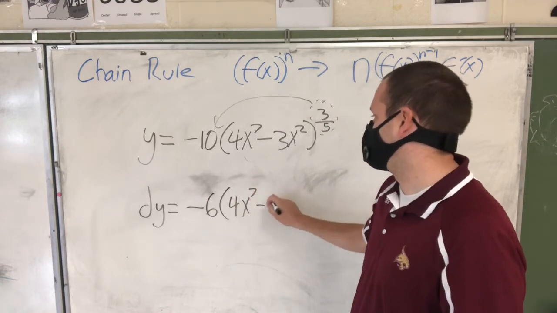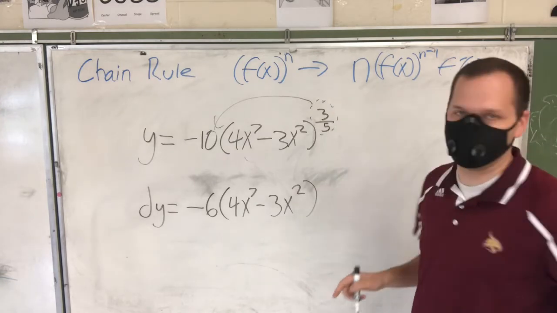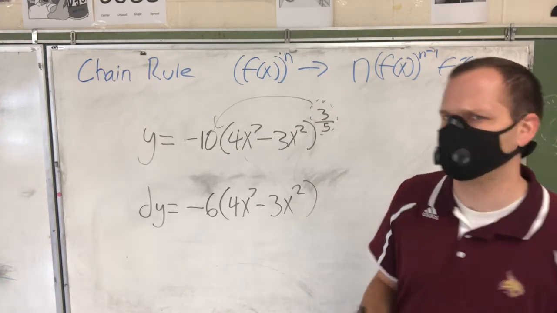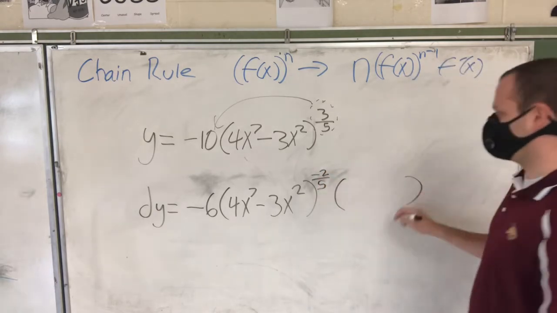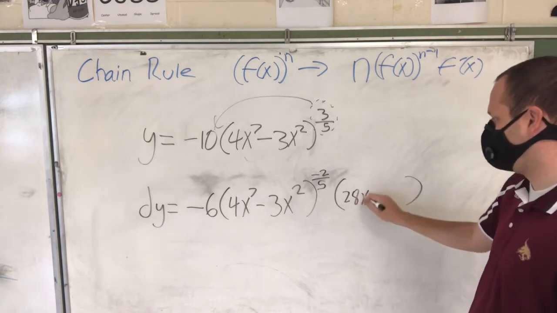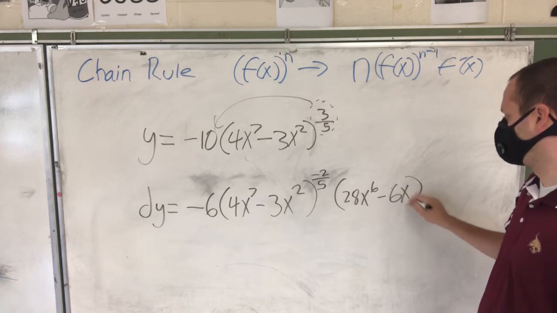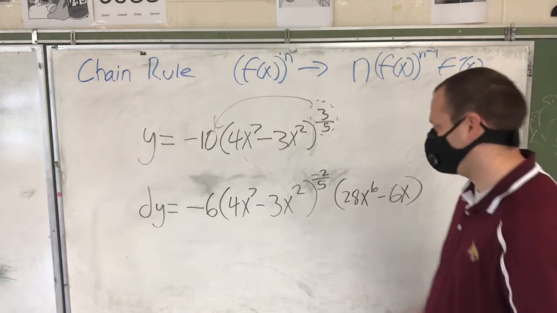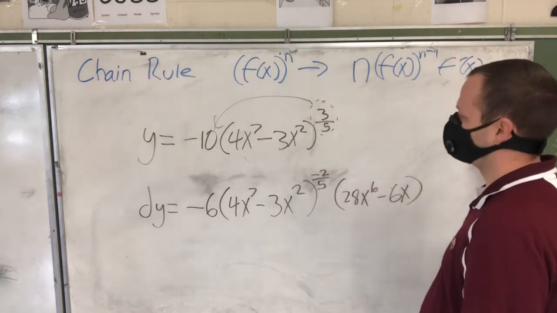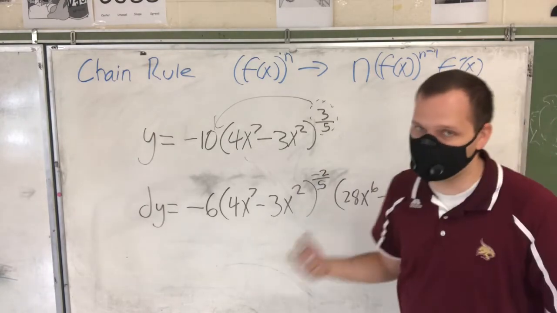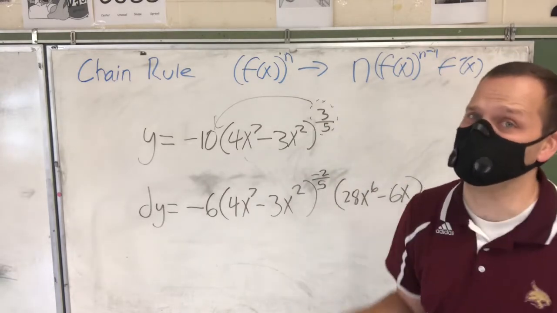4x to the 7th minus 3x squared, to the, what's 1 less than 3/5? -2/5. Now we have to multiply by the derivative of the inside. That would be 28x to the 6th minus 6x. You're done. And you can see with a problem like this, where you would have to multiply this by itself 3 times, then take the 5th root of it, it would get a little complex. So using the chain rule makes this go super slick.